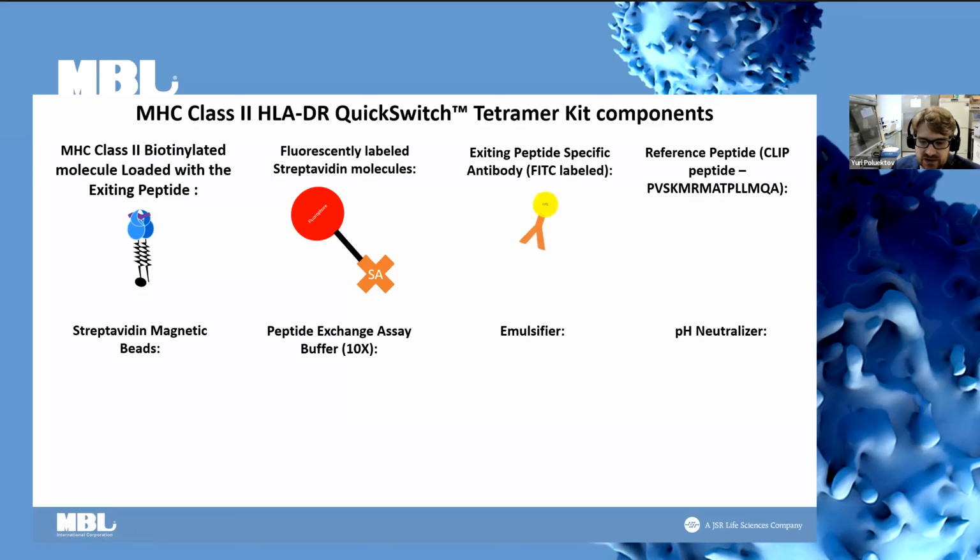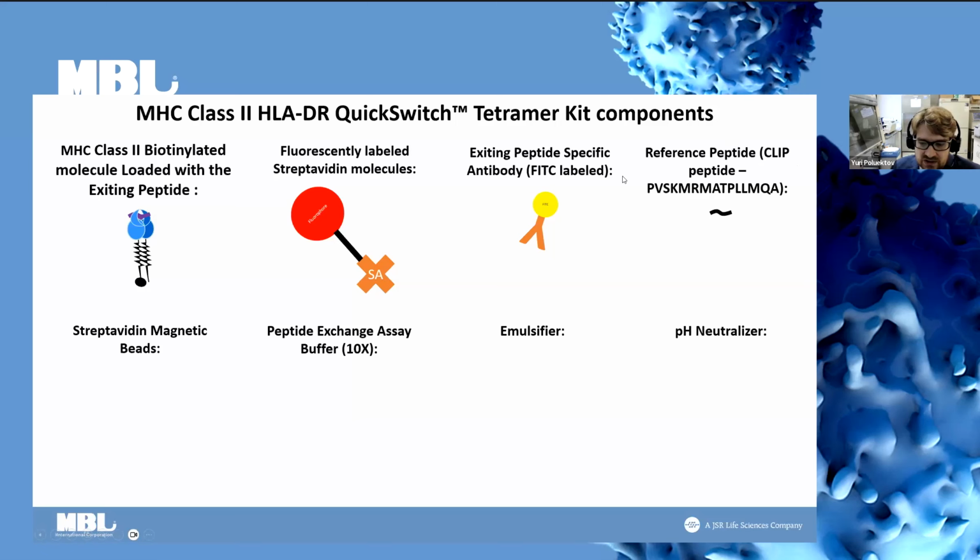Just like with the class 1 kit, the FITC labeled antibody supplied in the kit is specific for the weak binding QuickSwitch peptide, but in this case, it does not have to be diluted. The kit comes with a small aliquot of a strong binding peptide that's guaranteed to exchange nearly all of the existing peptide in an exchange reaction. So for the class 2 HLA-DR kits, we use the CLIP peptide. If any of you have worked with MHC class 2 DR1, I'm sure you recognize this sequence.